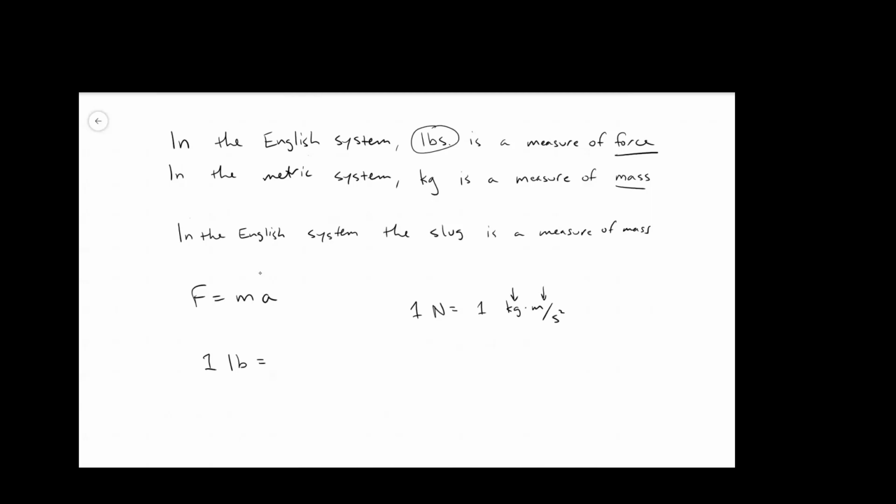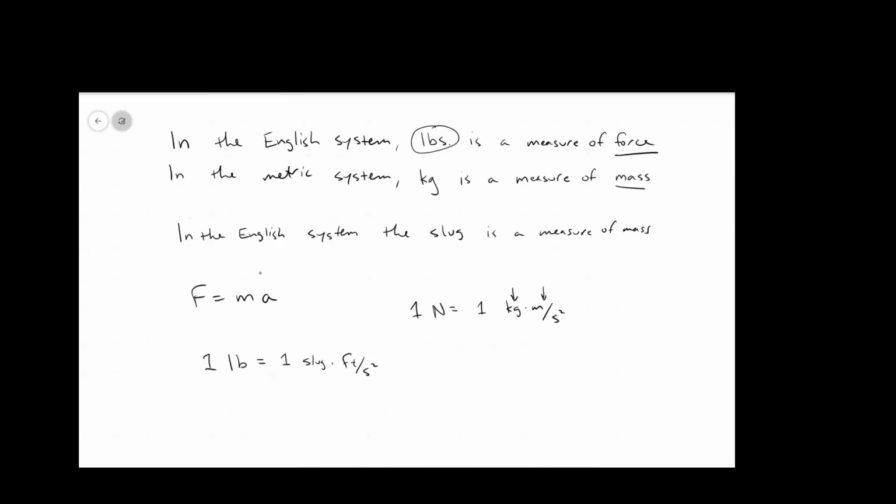And so 1 pound, what must the unit be then? 1 slug times meter, and instead of meter, it would be a foot per second squared. So 1 pound is actually 1 slug times 1 foot per second squared.